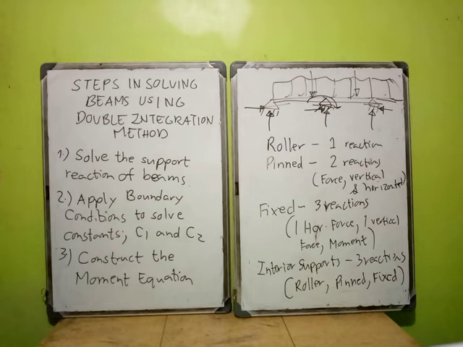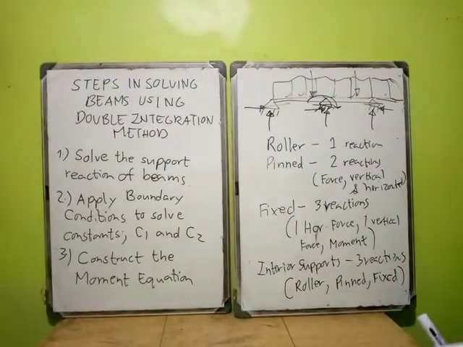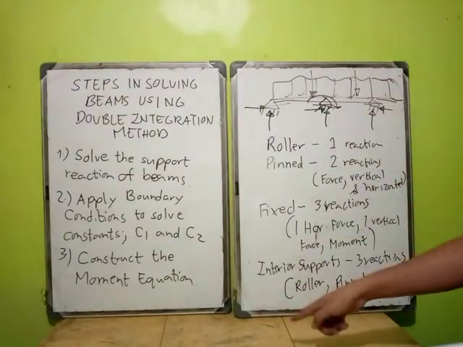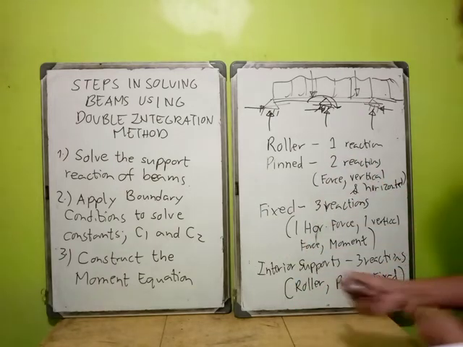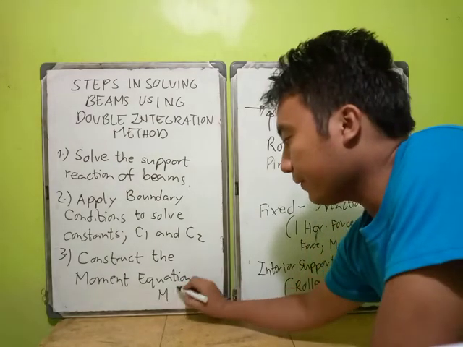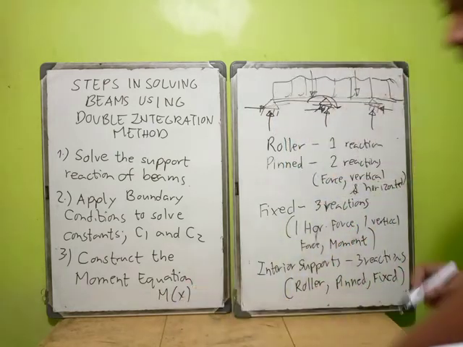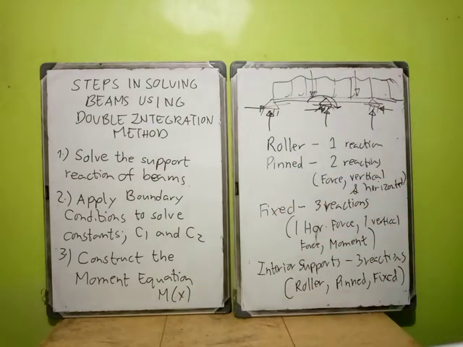So these are the steps. Solve the support reactions of beams, apply the boundary conditions, and then construct the moment equation. Okay? So, what is next? After constructing a moment equation, this is in the form of M of x. Okay, so we are talking about M of x.